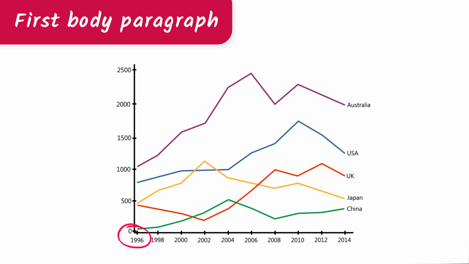The most in the beginning, which is Australia, which stands around 1,000, and the least, which is China. So we write the beginning of Australia and China. And then we talk about the increase in this 18-year period, all right? And also we talk about the peak for each country, for most of the countries. For example, they reached the peak at this number, for example, all right?